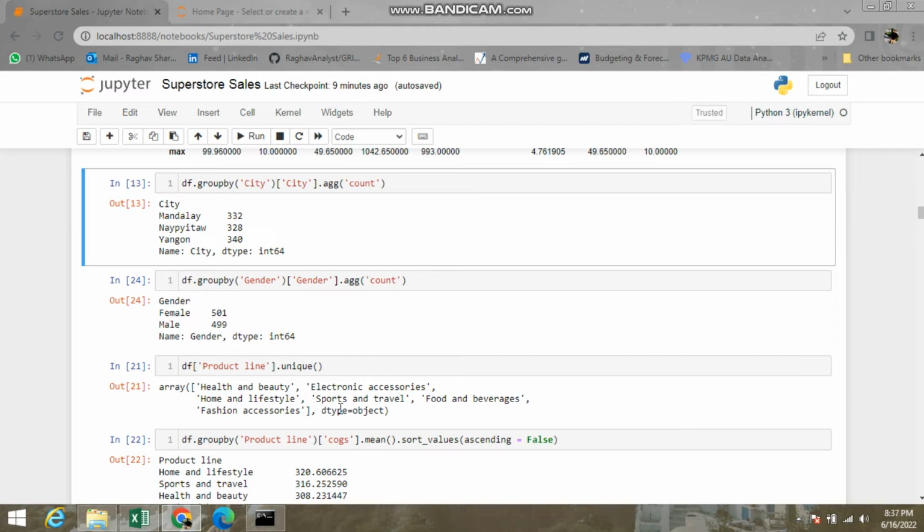The unique method lets us know the total unique values inside a particular column. So I have all these values in the product line: health and beauty, electronics, home lifestyle, sports, F&B, fashion.